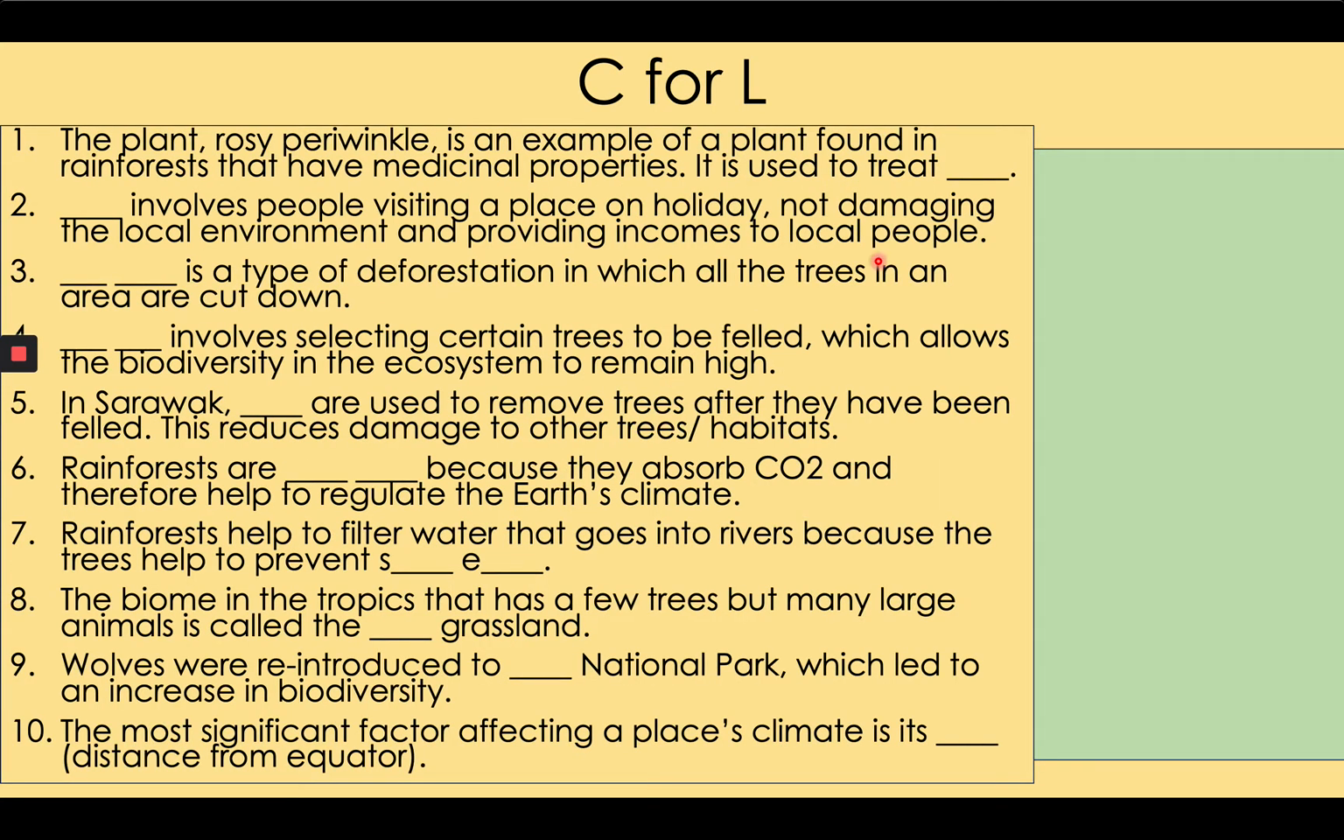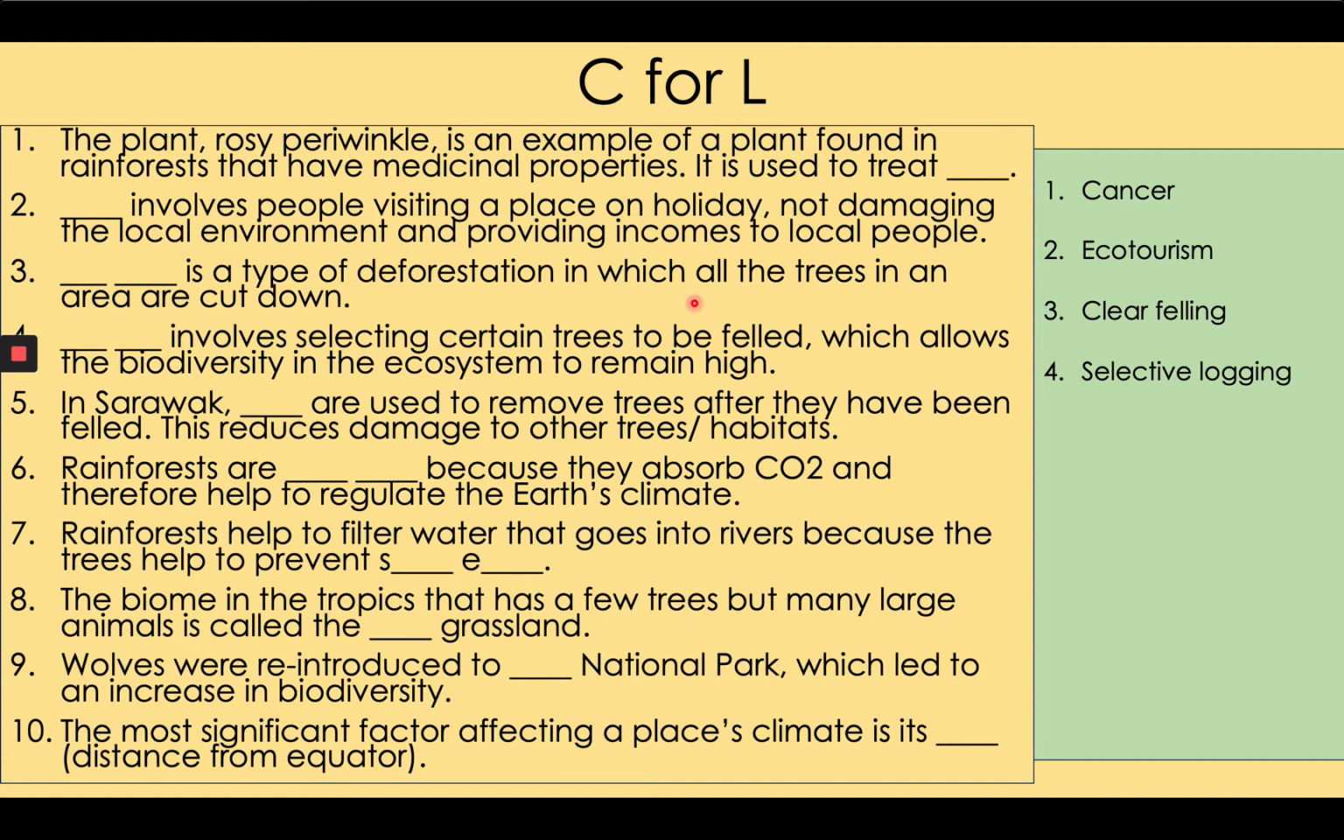Number 1. The plant rosy periwinkle is an example of a plant found in rainforests that has medicinal properties. It is used to treat cancer or leukemia. 2. Ecotourism involves people visiting a place on holiday, not damaging the local environment and providing incomes to local people. 3. Clear felling is a type of deforestation in which all the trees in an area are cut down. 4. Selective logging involves selecting certain trees to be felled, which allows the biodiversity in the ecosystem to remain high.